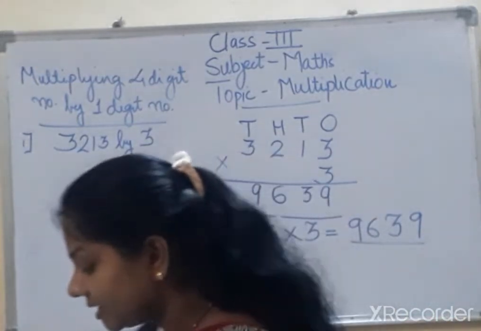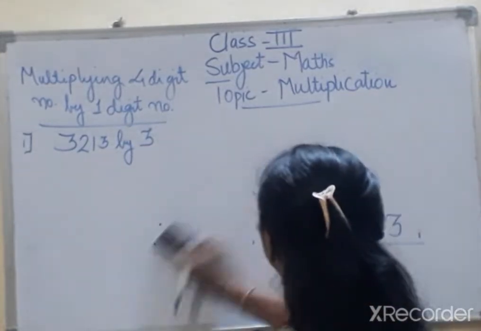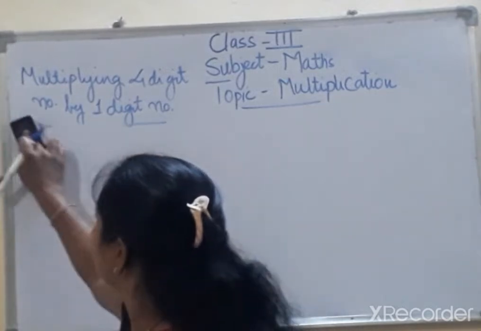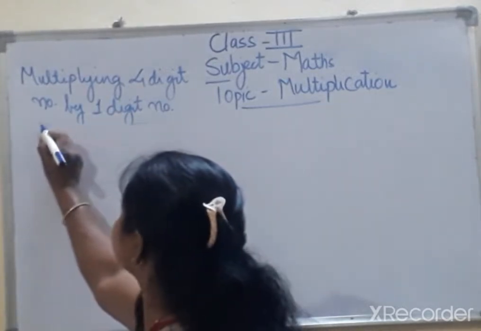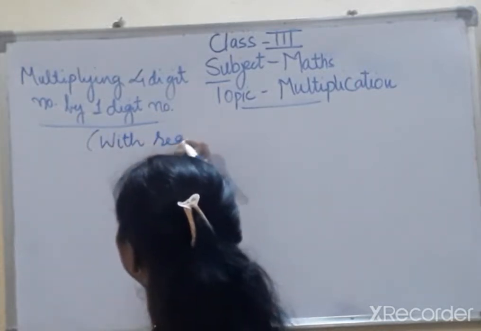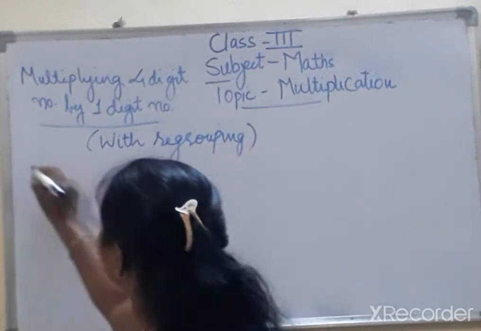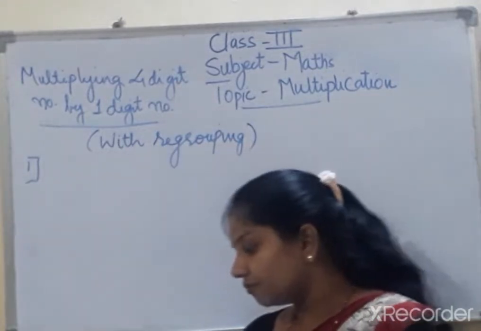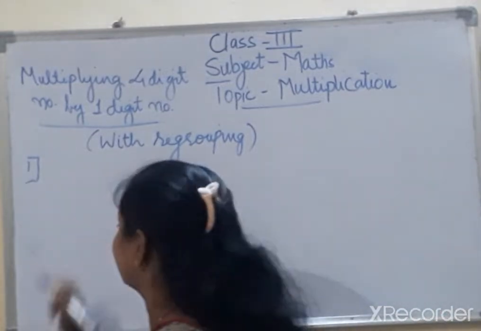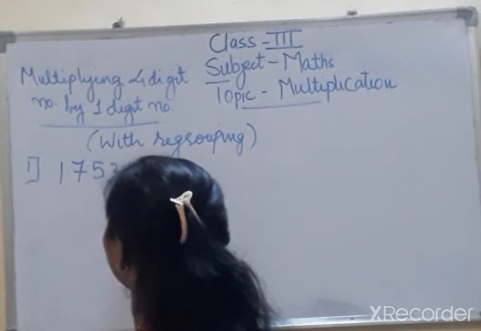Yes. Now this was the example. Now let us take one more example, that we will take of regrouping. Okay. The next example will be with regrouping. Let us take the example from the textbook itself. Multiply 1753 by 5. That is 1753 multiplied by 5.